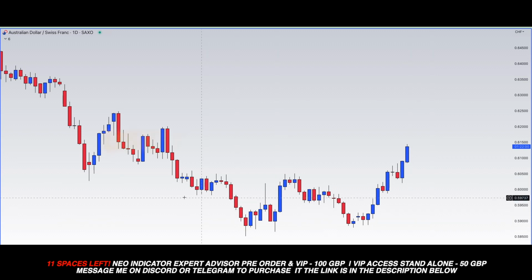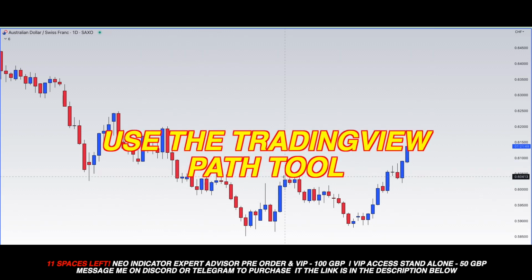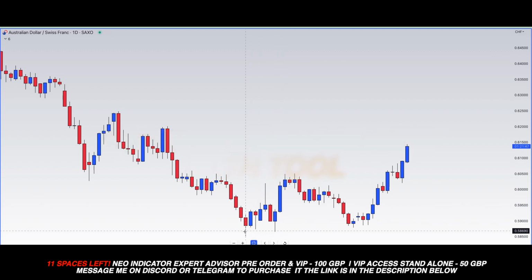What we have to pay attention to here is market structure. Now, when it comes to market structure, you always got to pay attention to where your lows and your highs are being formed in the market. Now, there's always internal structure in between all these levels, but we're just going to go over what we see here at the moment just to make it a bit easier for you.